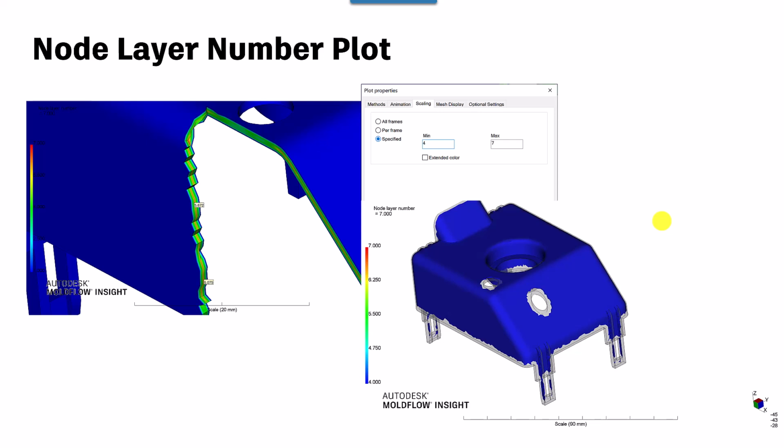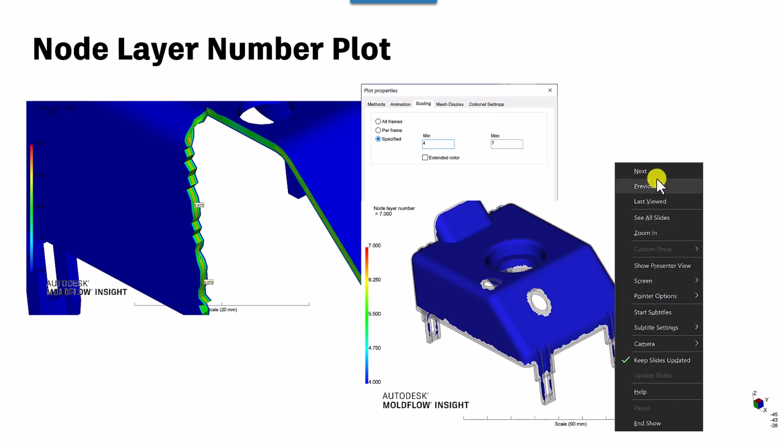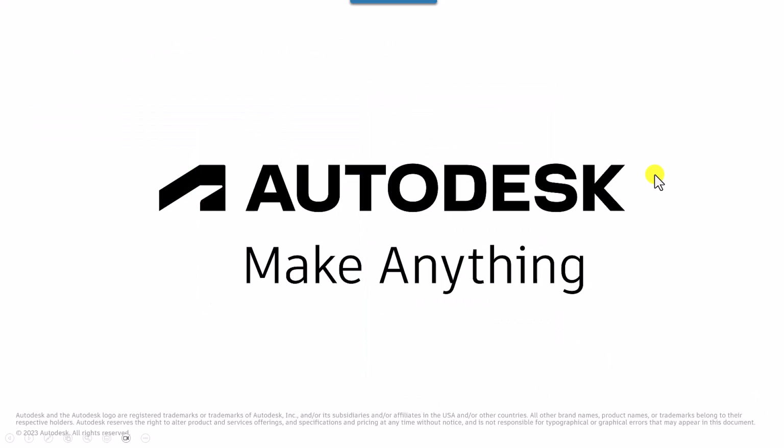So this was the answer to many people: if the warning comes, how do I see how many layers of elements have been created across the thickness, and this plot will help you know that. I hope this video was helpful and informative to find the node layer number across the thickness. Thank you for your time and talk to you again.